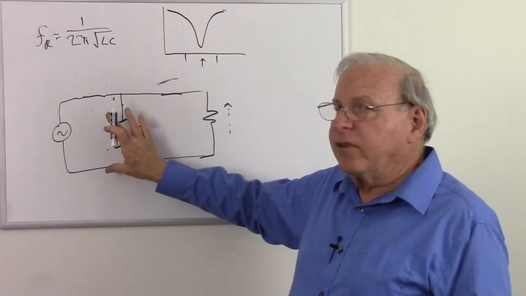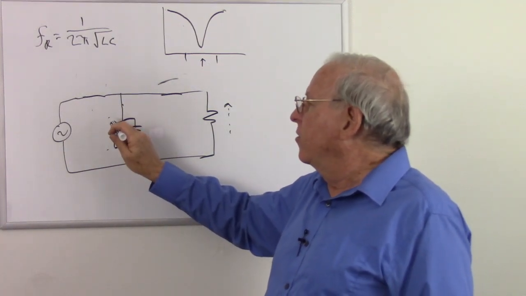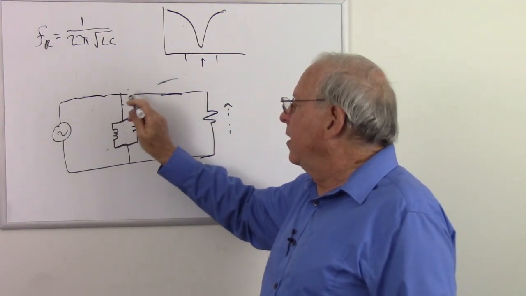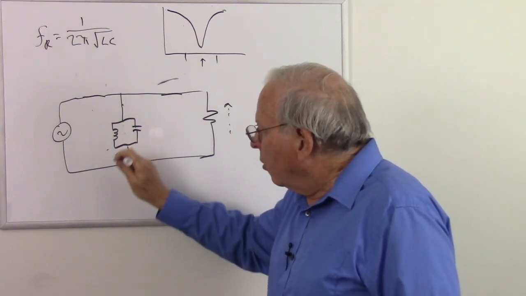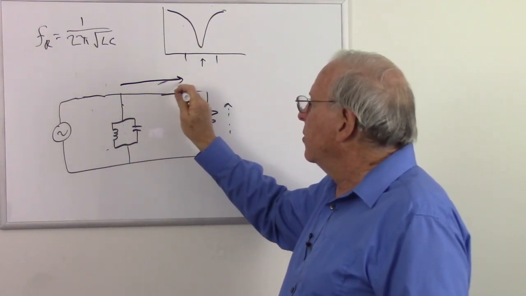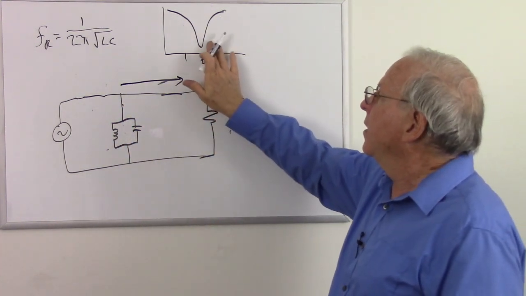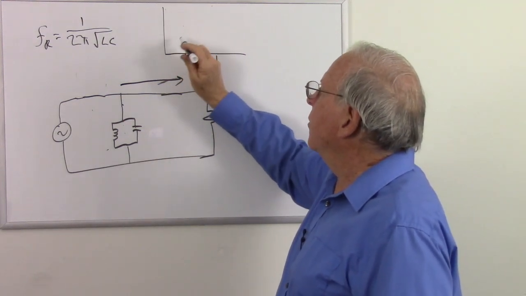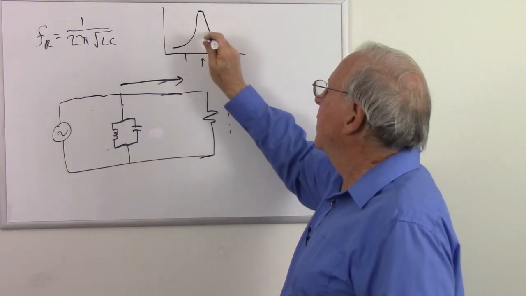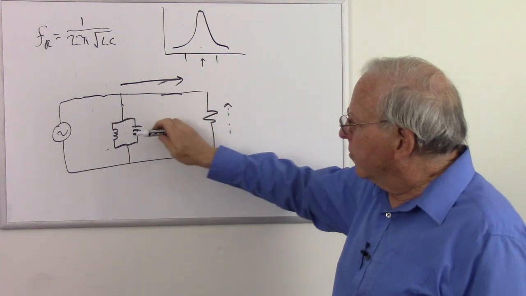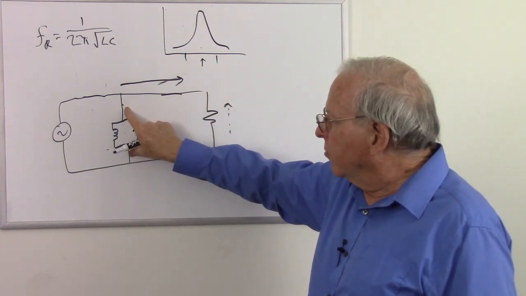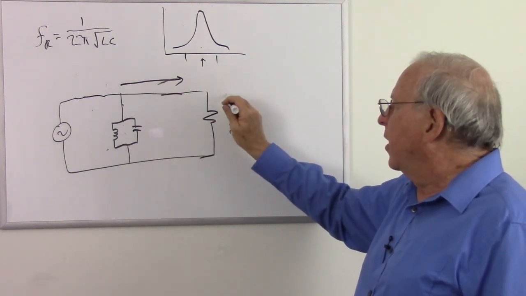Now at the resonant frequency, this acts like a high impedance. So at the resonant frequency, we don't get the bypass, so our current goes this way. So then we get a curve that looks like that. So remember, at the resonant frequency, this looks like an open circuit. So if this is an open circuit, the current goes through here and develops a high voltage.